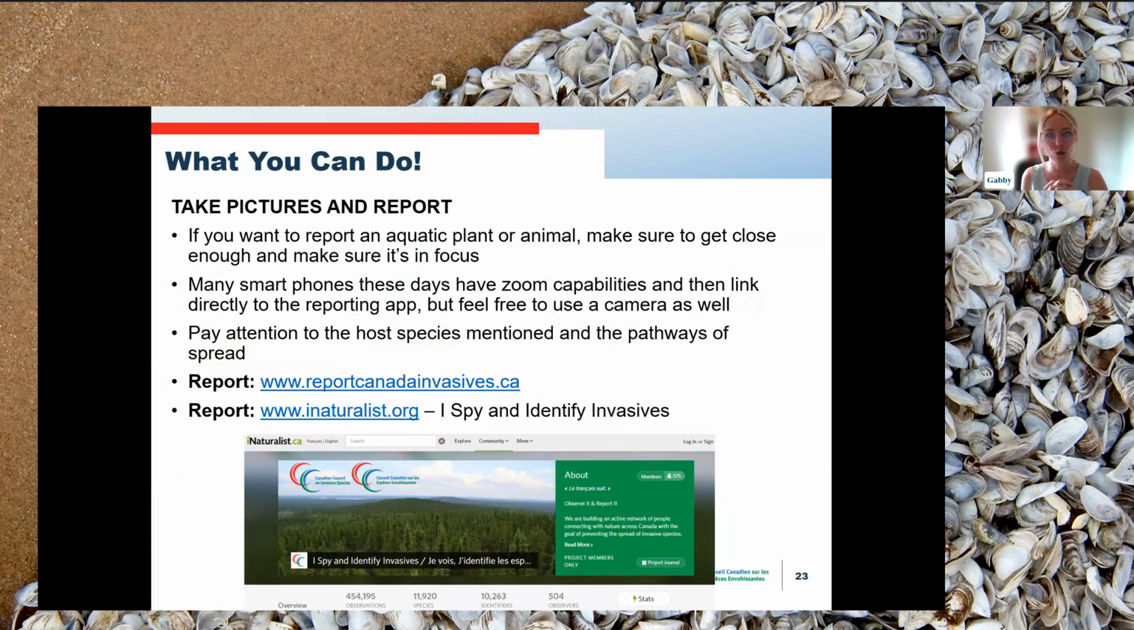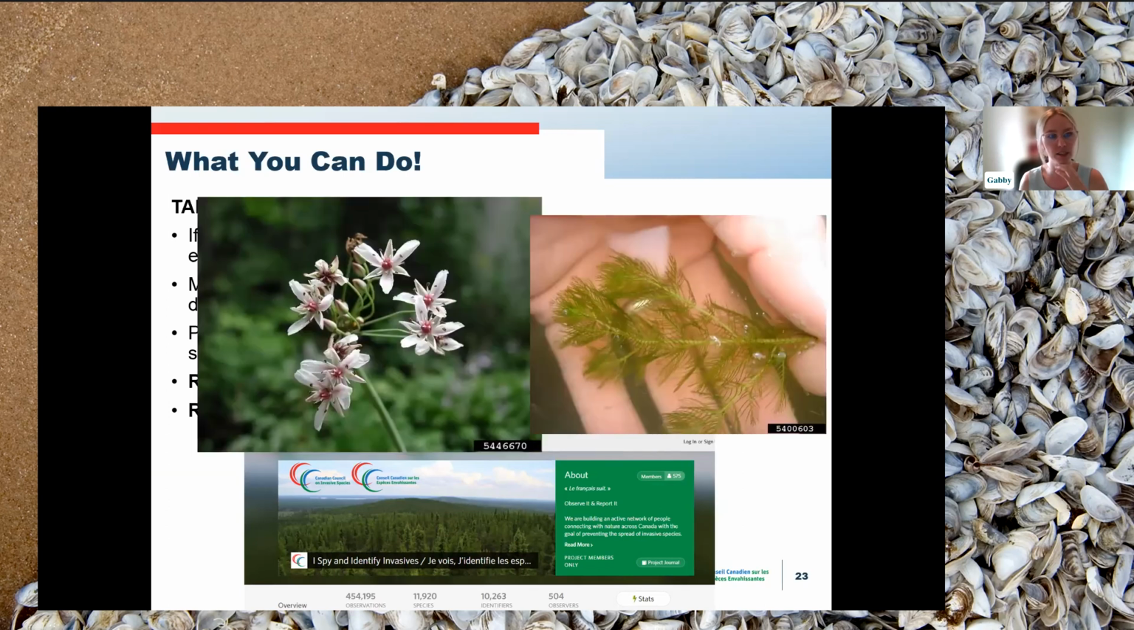So always reporting is so important. In terms of tips for actually taking pictures that make it more identifiable, I know Caitlin had mentioned some resources that iNaturalist has, but it always helps to make sure it's in focus, use zoom capabilities, and make sure the background is clear so we can identify what's the species versus the background. And I have a couple of example pictures here taken from the previous slides.